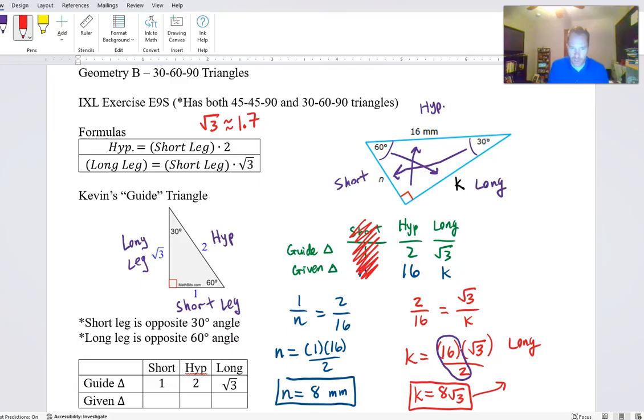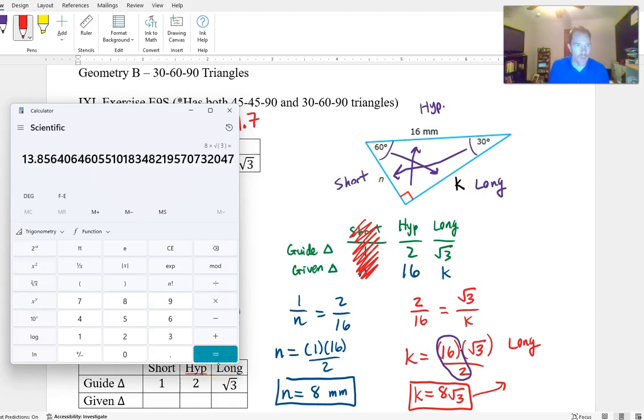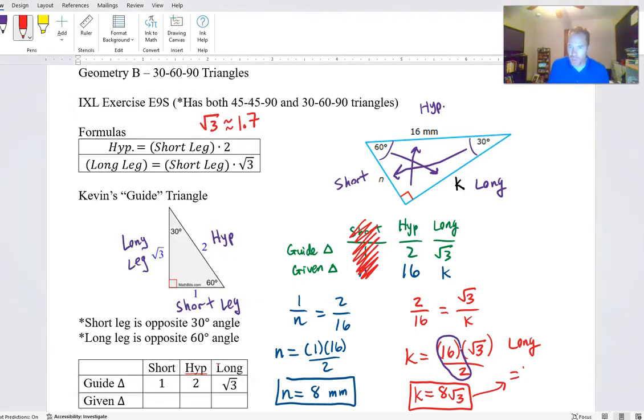So you can grab a calculator if you want, and we can punch in 8 times the square root of 3. And we get 13.856 whatever. And I go, yeah, that's in between the 8 for the short leg and the 16 for the hypotenuse. So it's a reasonable answer. We're looking for exact answers here. So we got N is 8 exactly, and K is 8 square root of 3.